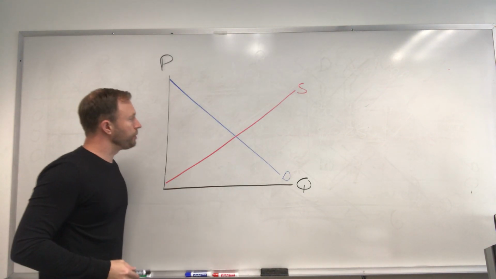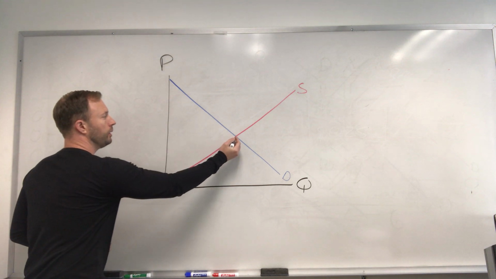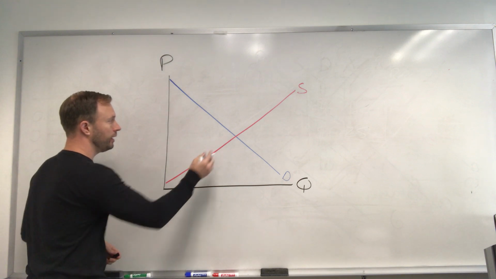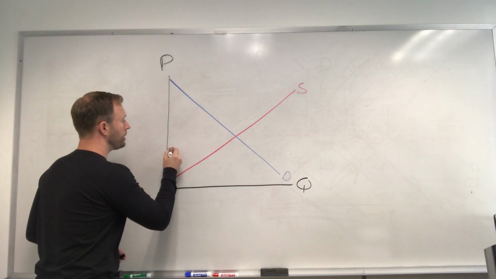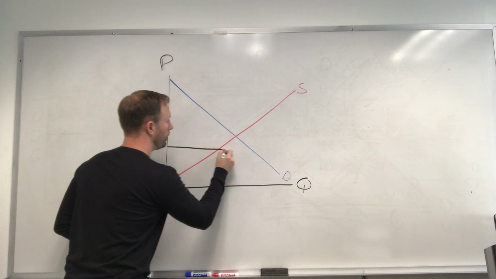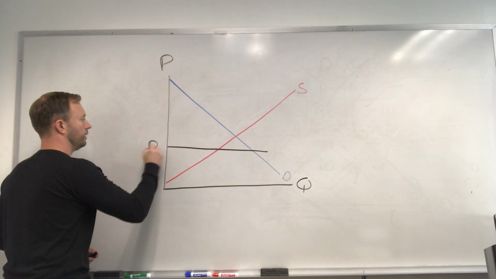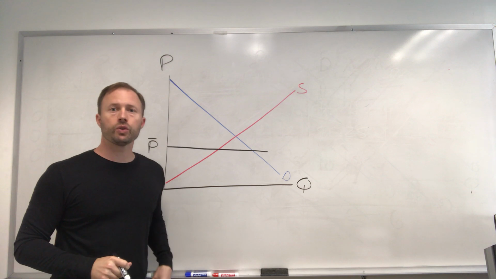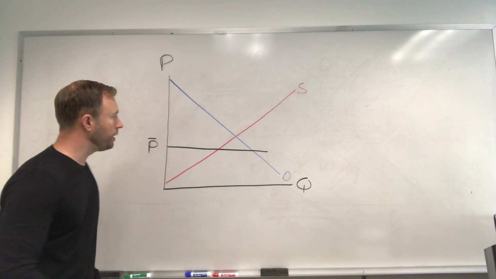All right, so here we have supply and demand. The equilibrium price would be up here, but we're talking about a price ceiling. So that ceiling is going to hold the price below the equilibrium price. I call that price P bar. And it asks, in this case, what is greater, quantity supplied or quantity demanded?